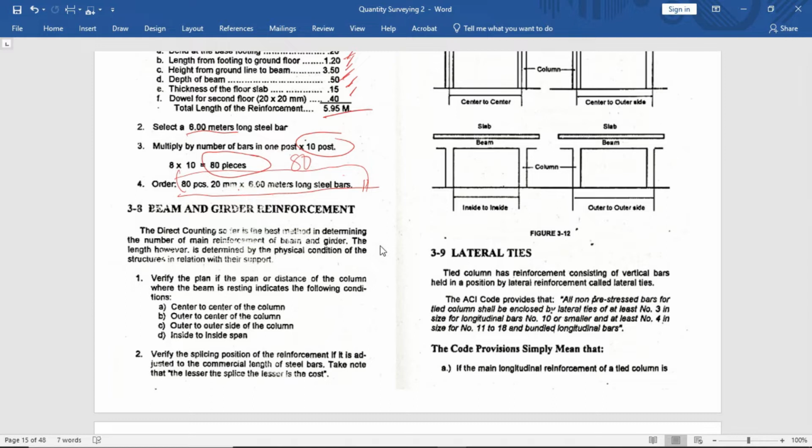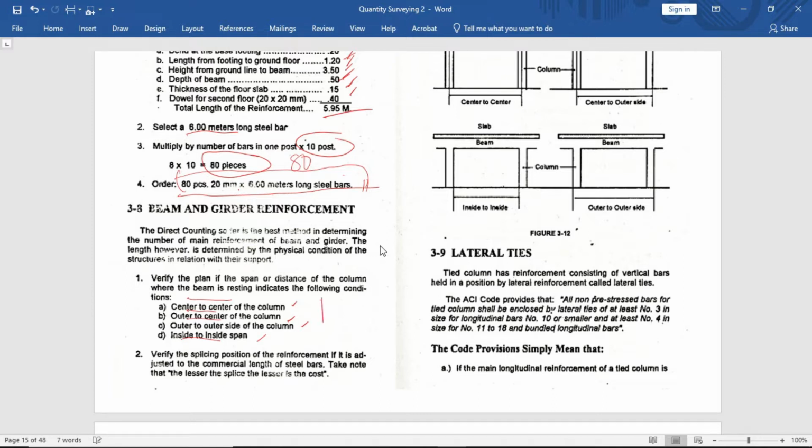If the span or distance of the column where the beam is resting indicates the following conditions. Ngayon, it is center to center of the column, outer to center, outer to outer side of the column, and inside to inside span. So, yan yung mga condition natin. Kung center to center ba, outer to center, or outer to outer side, and inside to inside span.